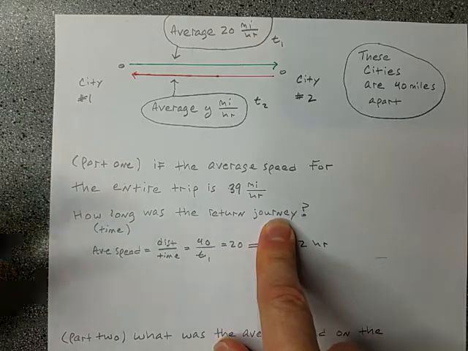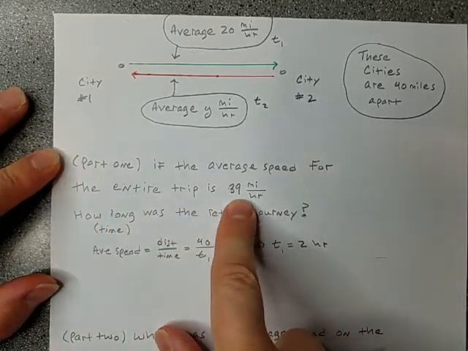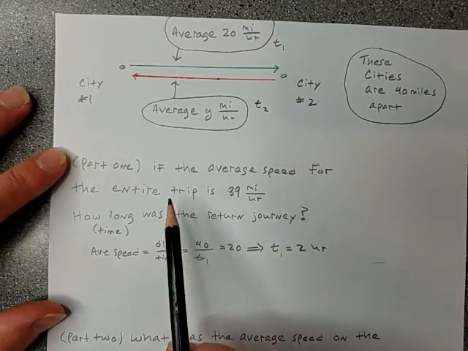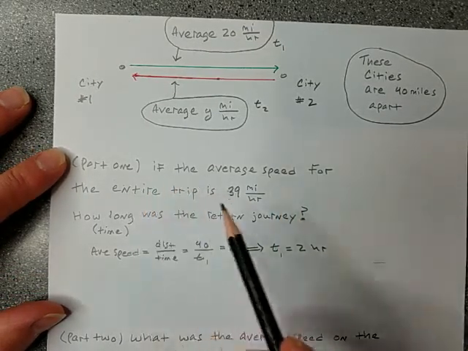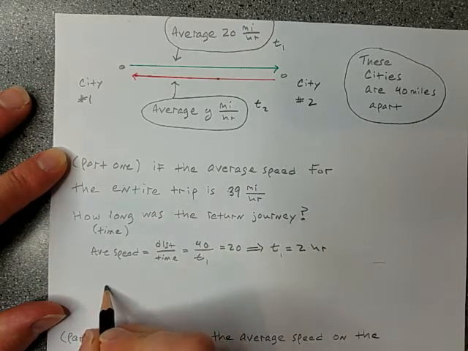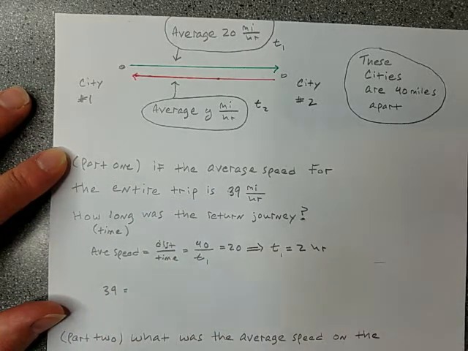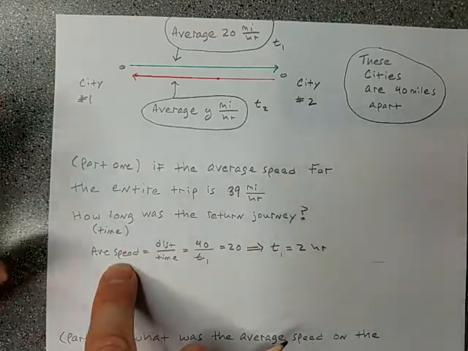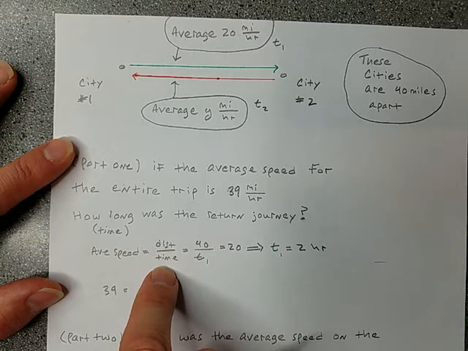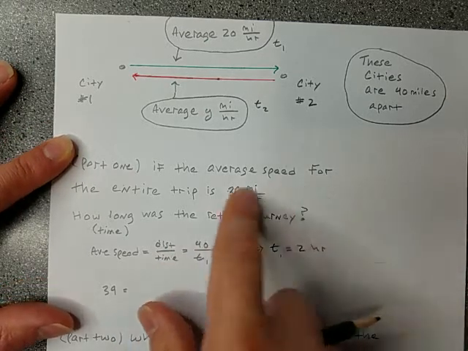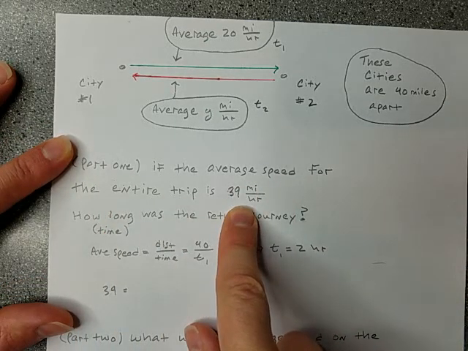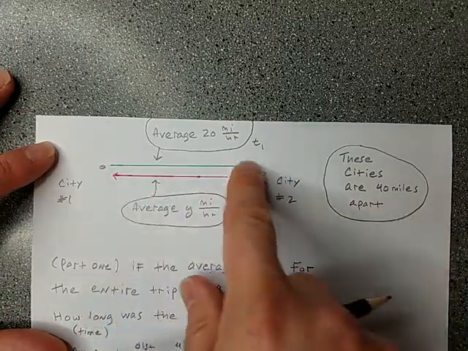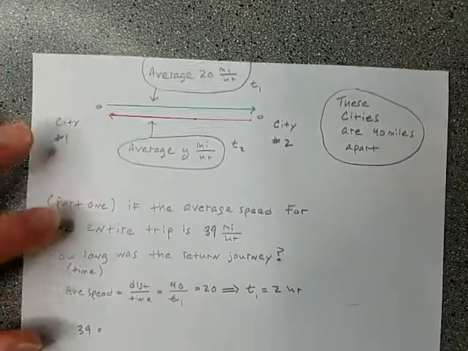Okay, all right. So how can we, with that, figure out how long the return journey was, if the average speed for the entire trip was 39 miles an hour? Well, for the entire trip, the average speed is 39 miles an hour. But any average speed anywhere is the total distance over the total time. So if the average speed for the entire trip is 39 miles an hour, well, that would be 80 miles of distance, right? 40 and 40, supposing the cities are 40 miles apart.